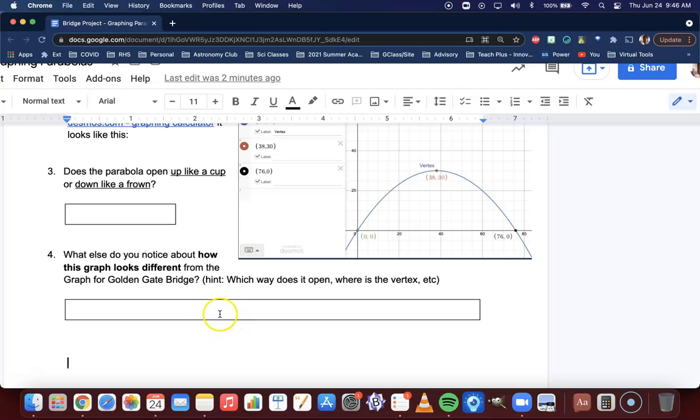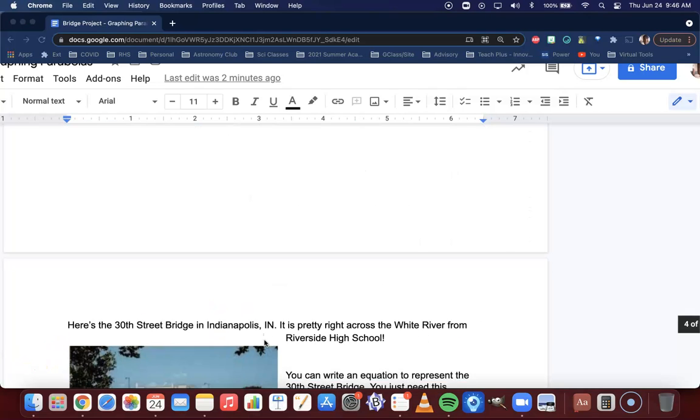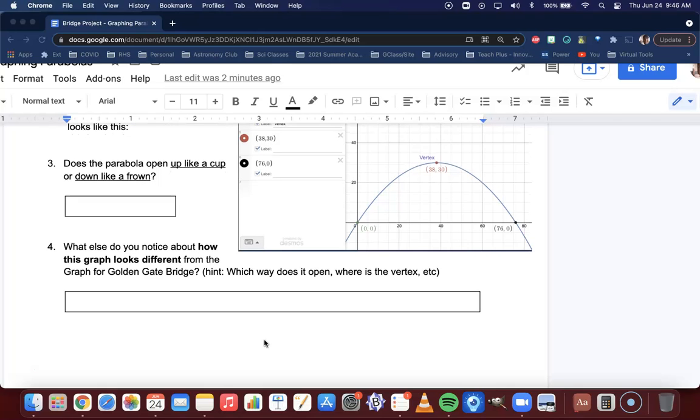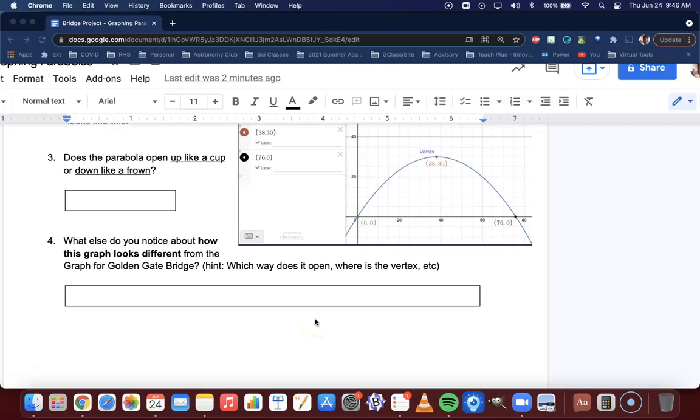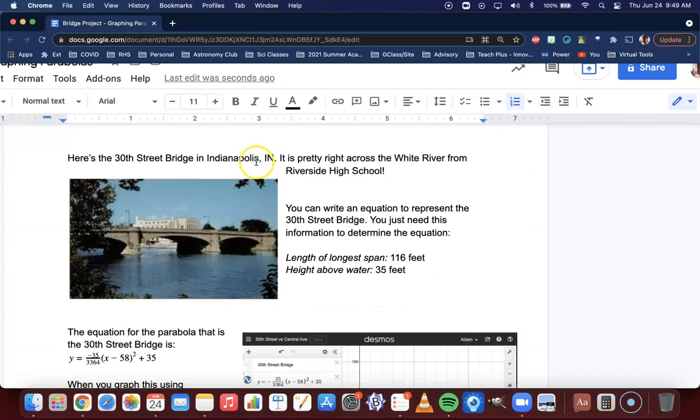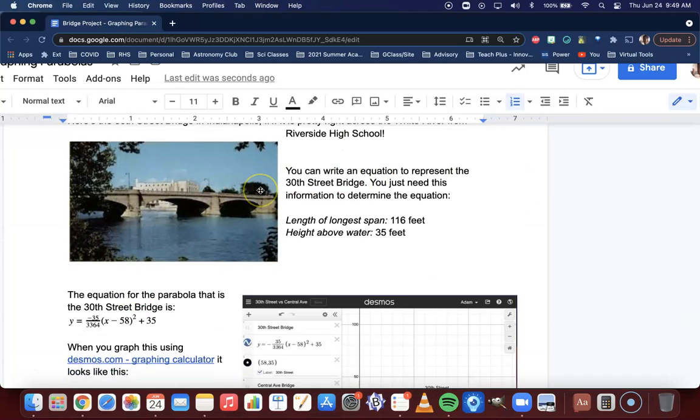Okay, so you're answering number 4. One of the things I noticed is that the Golden Gate Bridge is much bigger than the Central Street Bridge. It also opens the other direction. The Central Avenue Bridge opens down, down like a frown. The Golden Gate Bridge opens up like a cup. Okay, continue.